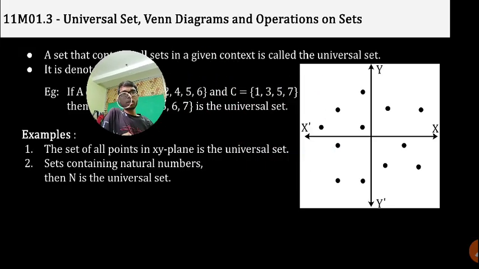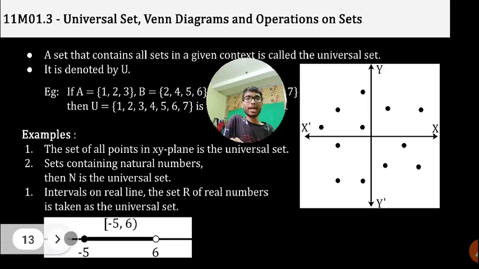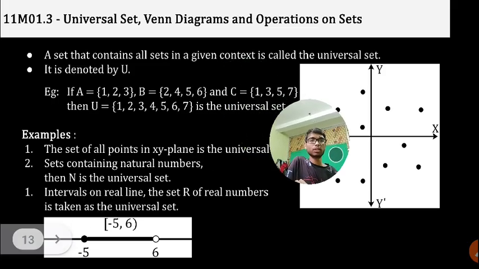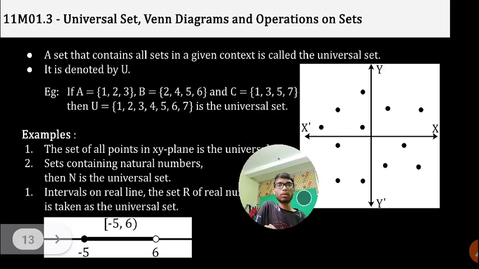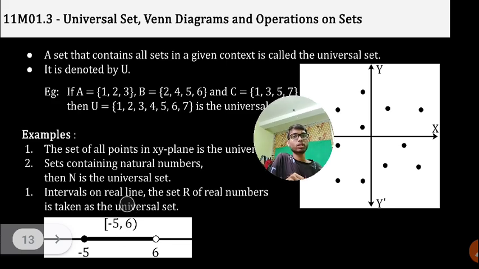Now, for sets containing natural numbers, N is the universal set. If a set is containing natural numbers, it will be the natural universal set. Next we have intervals on the real numbers. The set R of real numbers is taken as the universal set. Here we are starting from -5 and going up to just before 6. This is the universal set.